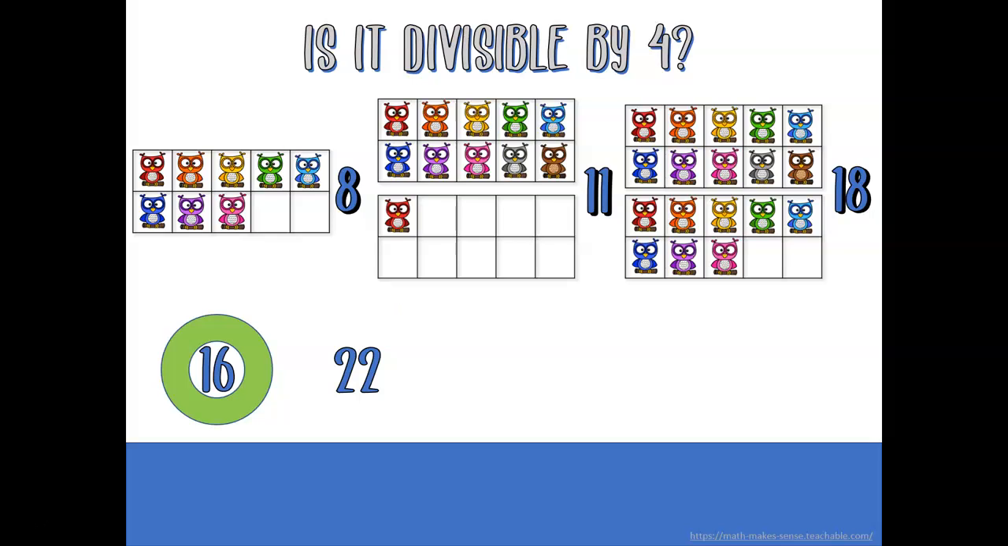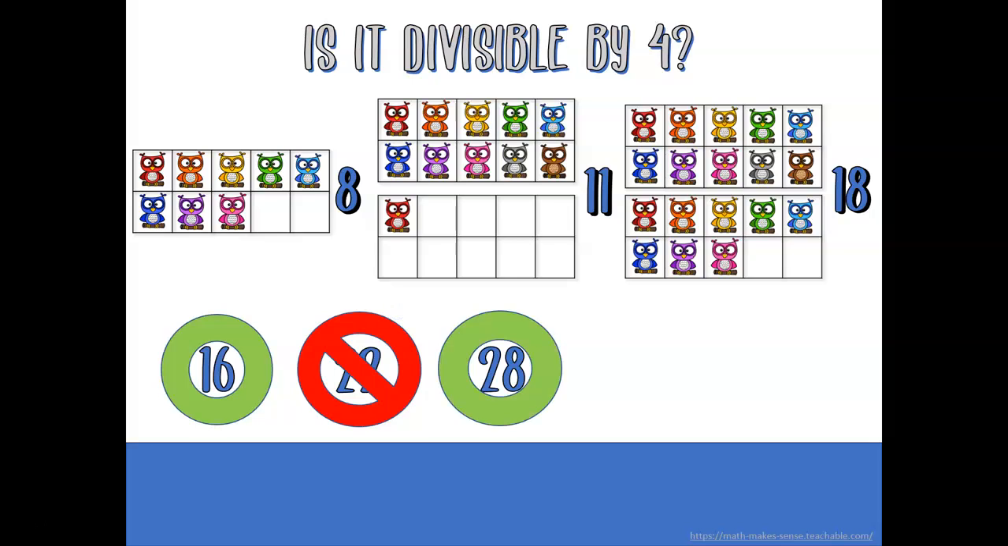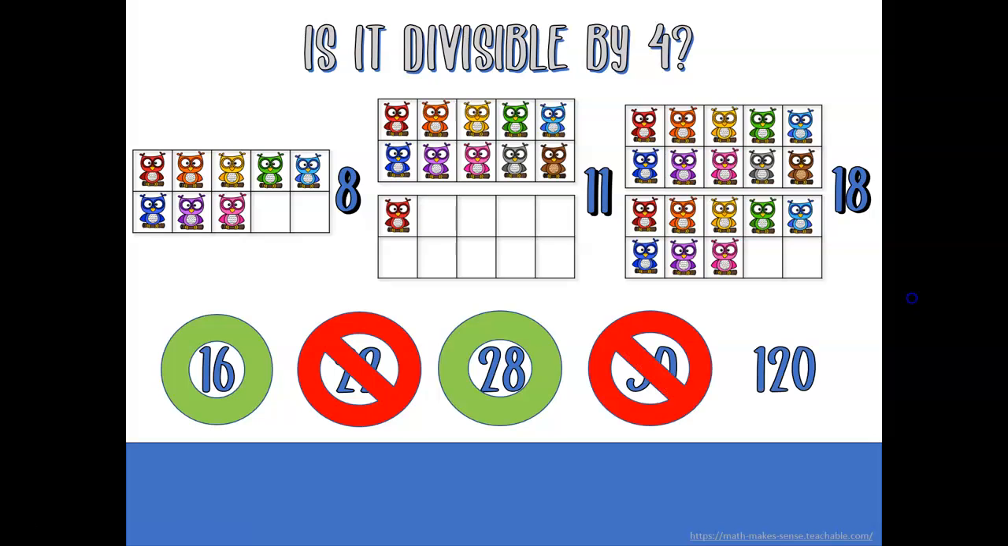How about 22? 22 you cannot divide evenly by 4. There will be some leftovers. 28. Yes, you can divide it by 4. 28 divided by 4 equals 7, so that one works. 30 divided by 4 does not work. And then our big one that we're going to experiment with, 120. Let's look at our pattern and then use that to see if we can answer this question mark.